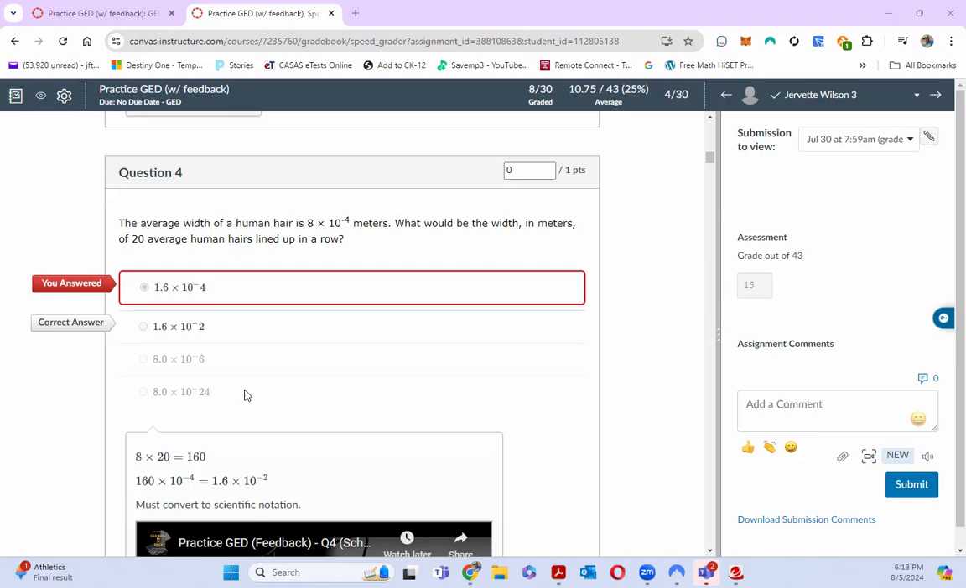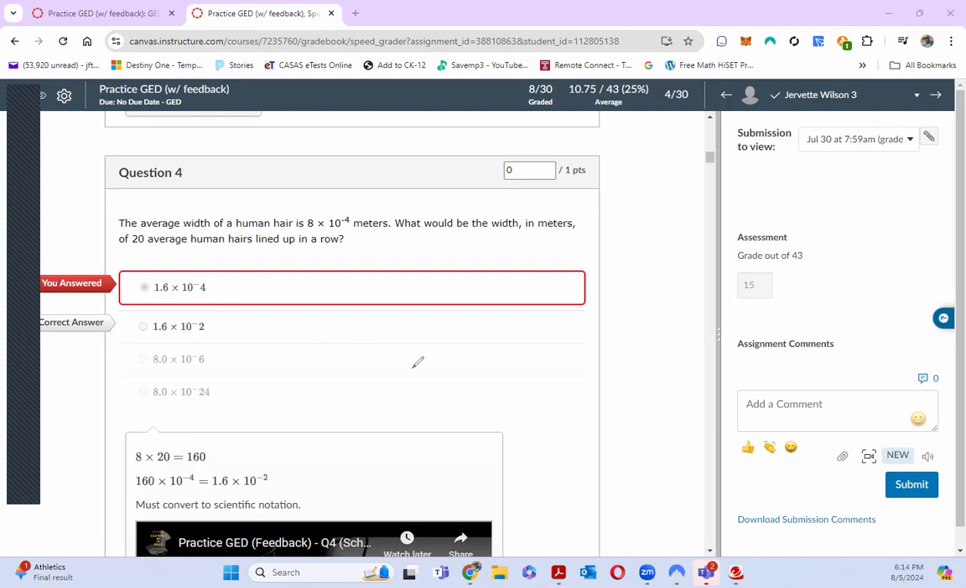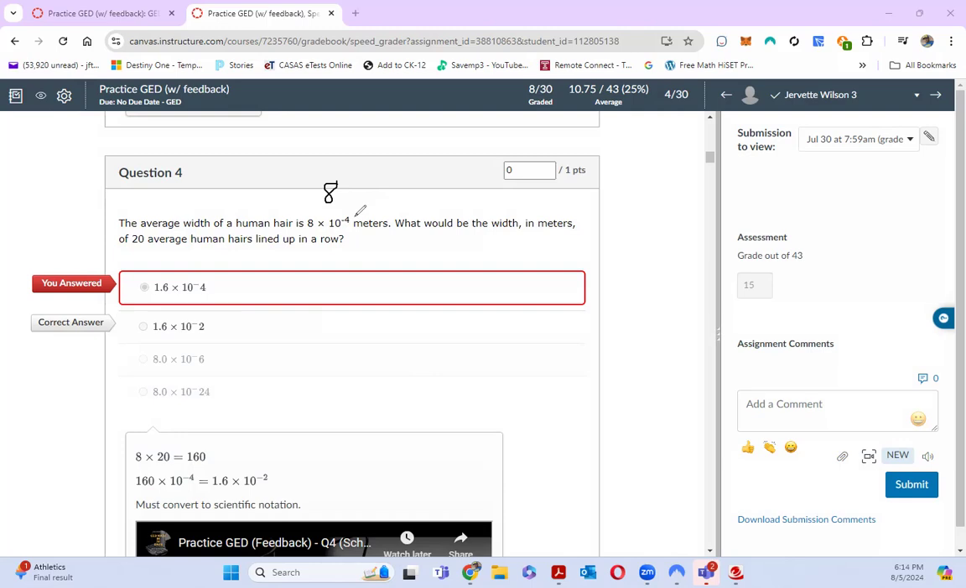That's not what we're trying to do. Let's make this easy. Watch this. And this is how you have to look at the word problems. You can't let them intimidate you. Say this was 8, not 8 times 10 to the -4. So the average width of a human hair is 8 meters. Now, of course, your hair is not 24 feet long, but just say for our purposes, the average width of a hair is 8 meters. What would be the width in meters of 20 average hairs? Okay, so one hair is 8, the second hair is 8, the third hair is 8. So I've got to go all the way up to 20. So if I'm adding the same number multiple times, what is that called?